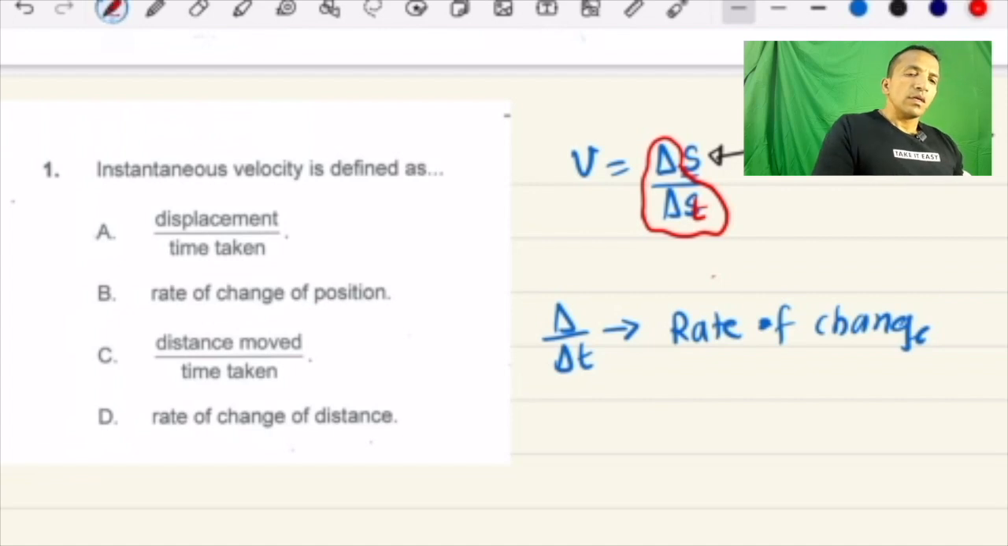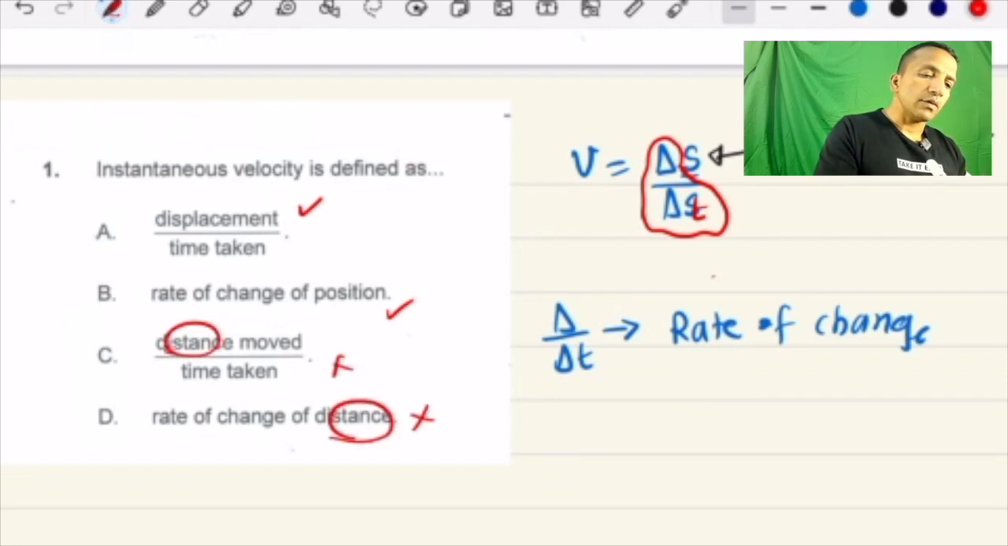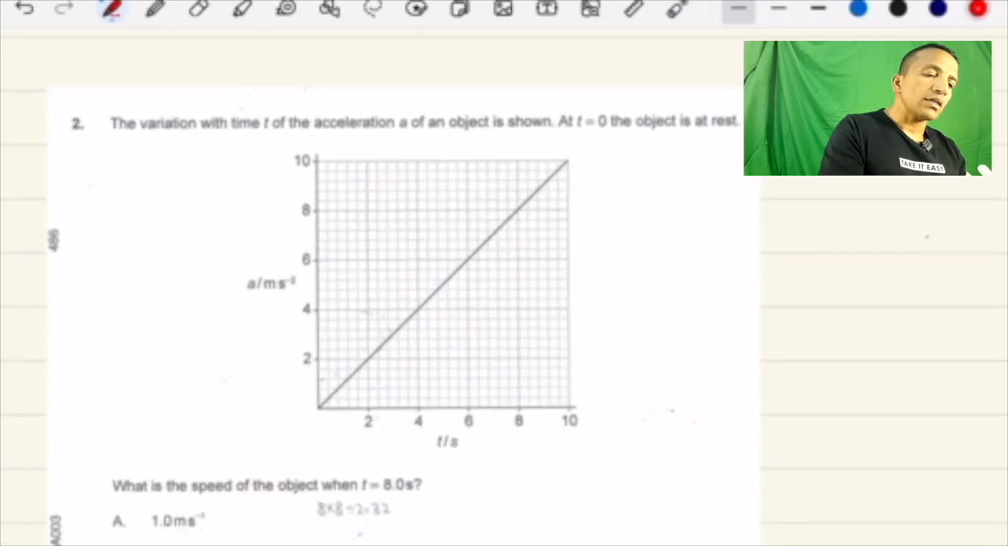So the word displacement should be there. Also, there should be the rate of change concept. This one has displacement. Position is also displacement, but this one has the word distance. This one has the word distance, so I remove these two. Second one, why is answer A wrong? This means v is s over t. It is wrong. It is delta s over delta t. So the answer should be B.